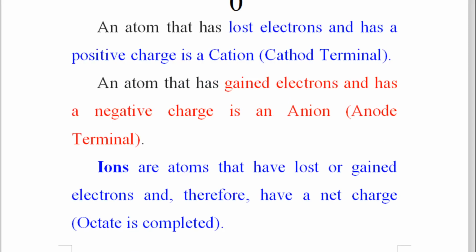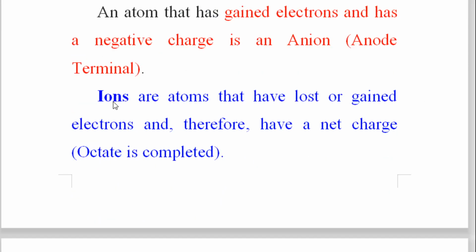So after understanding this basic concept, you will come to the conclusion that ions are atoms that have lost or gained electrons, and therefore have a net charge. Now, what do you mean by net charge? Net charge means the octet is completed.